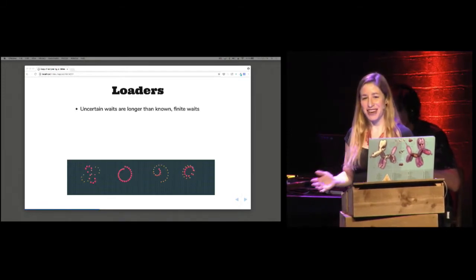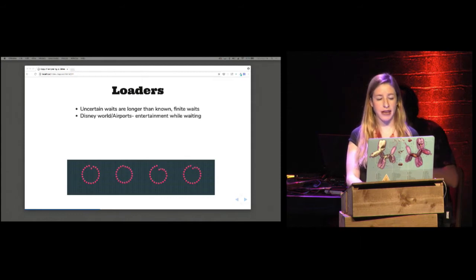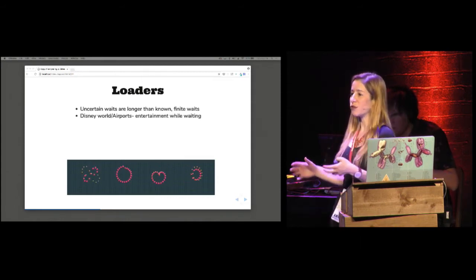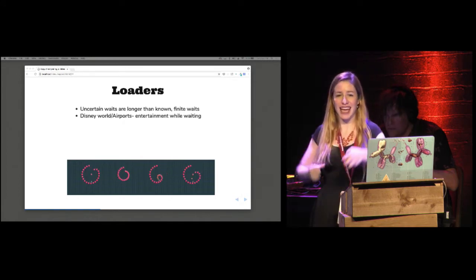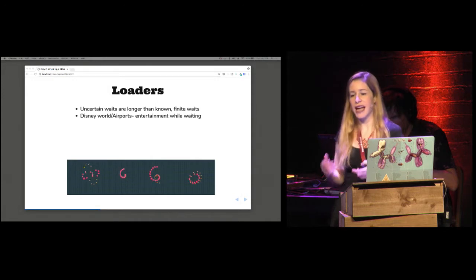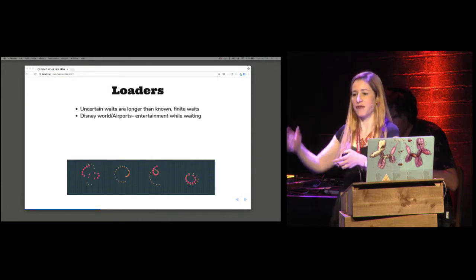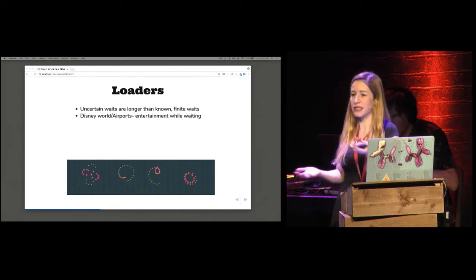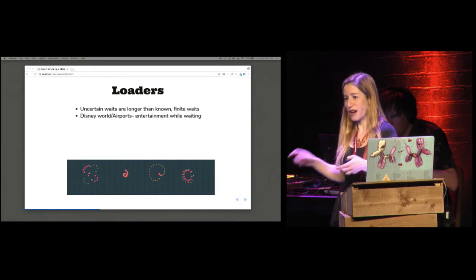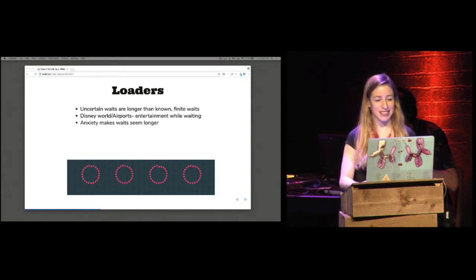Some things that we know about loaders are that uncertain wait times are longer than known or finite waits. Disney World and airports know this. Disney World will give you animatronic animals and stuff while you're waiting in line so the kids don't feel like the wait's quite as long. Airports will make you walk all the way around to get to baggage claim so that you feel like you just got to baggage claim and your bag was there. Some of you can check it out next time you're at an airport. If you look at a map, you're actually walking a really long way to get your bags.